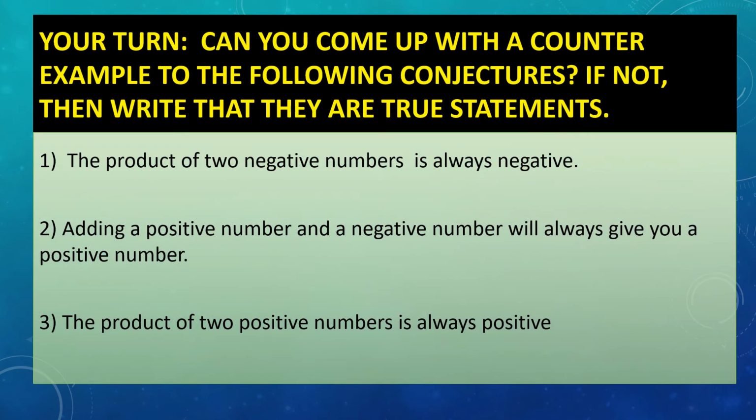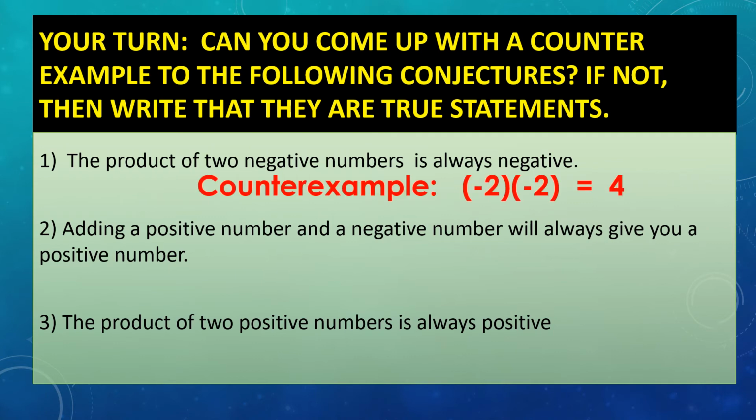So you guys try these next ones, pause it and write down your answers, or do the questions on your notes. These 5 that are coming up are there, and I'm going to go through these. So the product of 2 negative numbers is always negative. That is false. A negative times a negative is always a positive. So your counterexample, you have to write down an example.